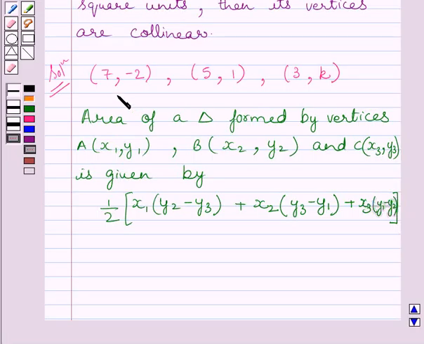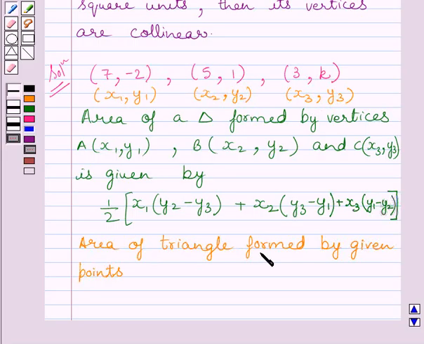Now let us assume that these three points represent points (x1, y1), (x2, y2) and (x3, y3). Now clearly we can see the value of x1 is equal to 7, value of y1 is equal to minus 2, value of x2 is equal to 5, value of y2 is equal to 1, value of x3 is equal to 3, value of y3 is equal to k.